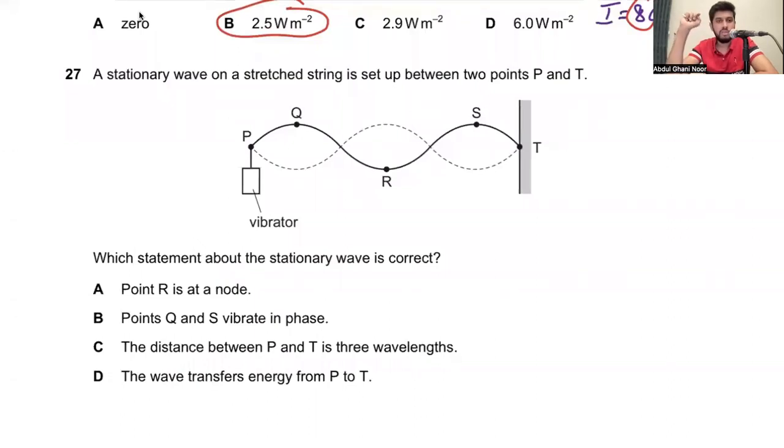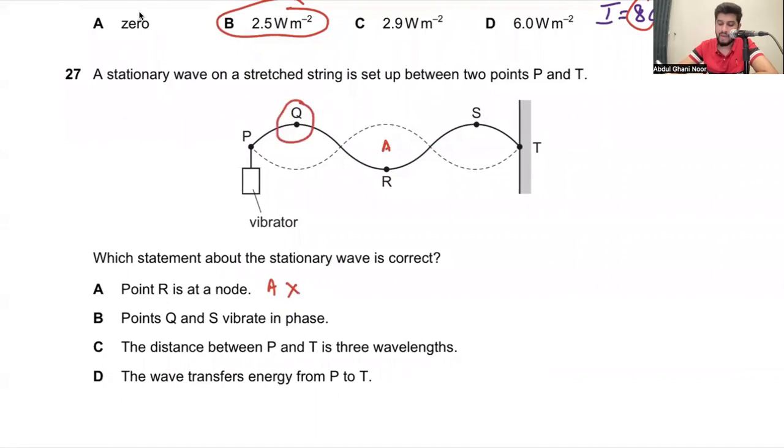A stationary wave on a stretched spring is set up between 2 points P and T. Which statement about the stationary wave is correct? Point R is at a node. Is point R a node? No, point R is an antinode. So this is incorrect. Point Q and S vibrate in phase.